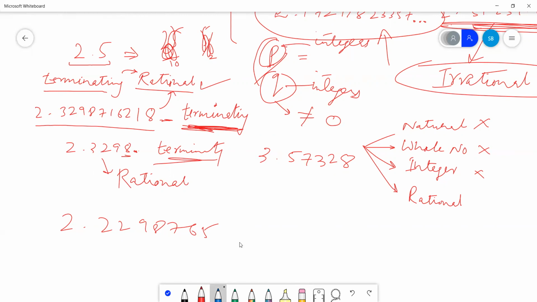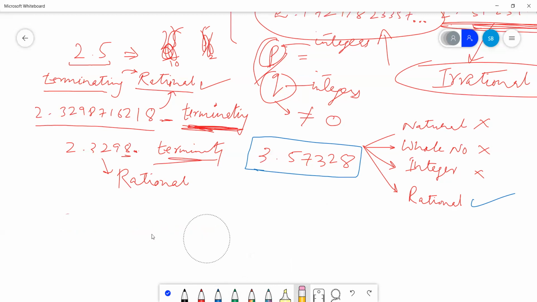Yes. What about 3.57328? Is it terminating or non-terminating? Terminating. Is it rational or irrational? Rational. Correct, because it's terminating. As simple as that. Right? Yes. What about this number?